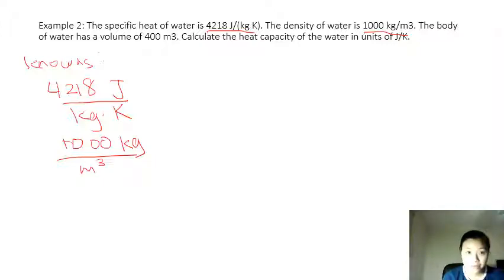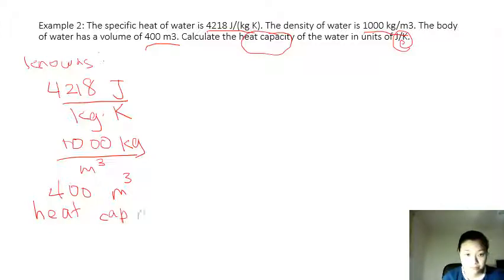And I know that water has a volume of 400 cubic meters. And so what I want to calculate is the heat capacity. So I'm looking for this heat capacity and it has units of joules per Kelvin. So heat capacity equals what? And it's going to be in units of joules per Kelvin.